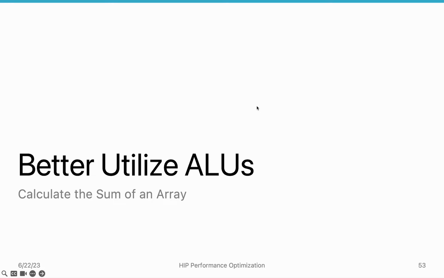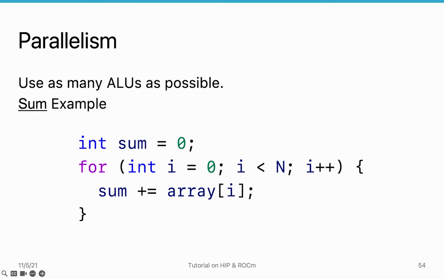So in this video, we're going to use this example of summing an array to see one method that can reduce thread divergence and improve ALU utilization. So let's look at this example. The goal is to use as many ALUs as possible, but some algorithms may not be that suitable for GPUs to exploit all these ALUs. For example, we have this program that calculates the sum of an array. It's a loop that iterates through all the elements in an array and keeps accumulating into the sum.